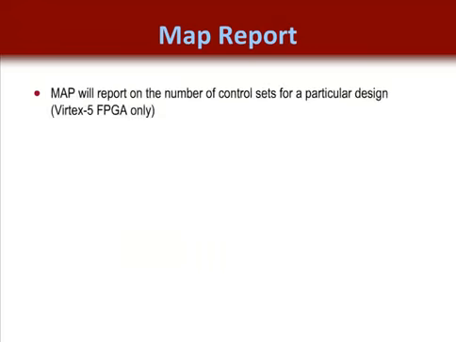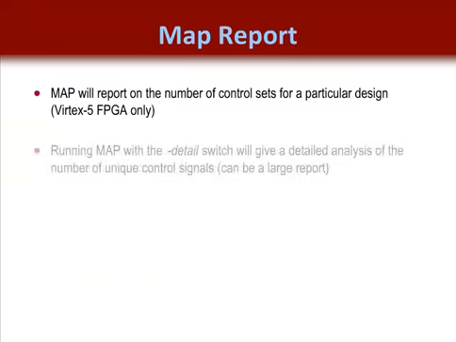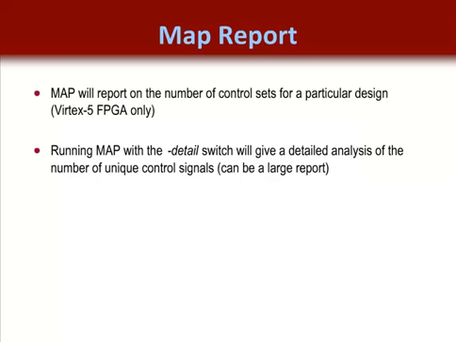We also want to mention that the map report, that is, the program that is part of the place and route or implementation process, can report on the number of control sets in your design. To do this, you'll have to run map with the -detail switch to get the analysis. Note that this report is long, but it may be useful, or you just may be curious.